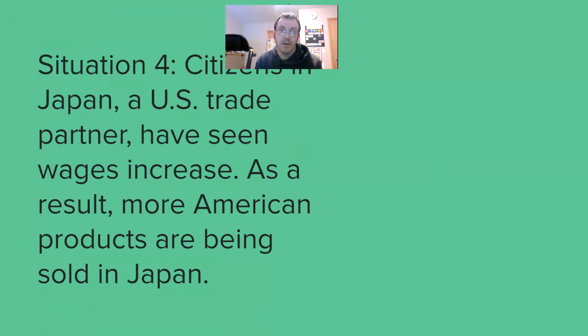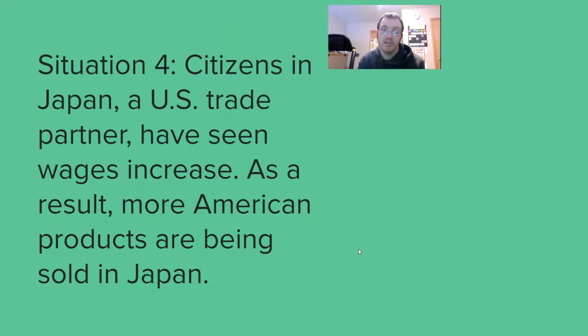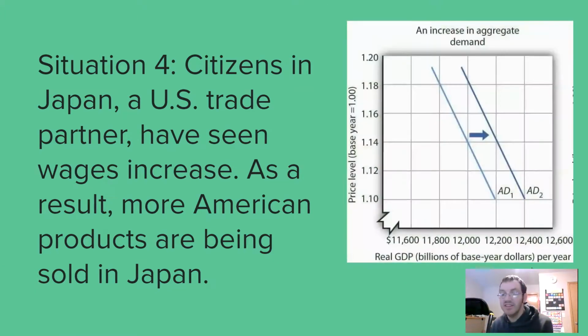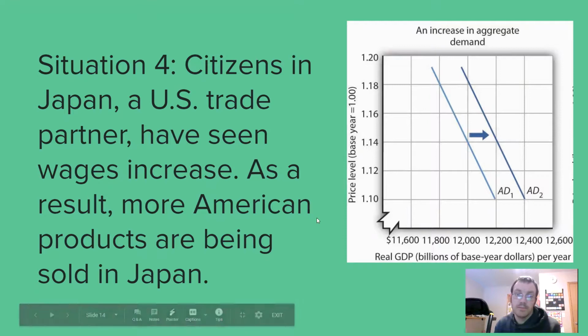Situation 4. Citizens in Japan, a US trade partner, have seen wages increase. As a result, more American products are being sold in Japan. Do we like that? Yes, we do. Net exports, now I'm flowing down here. Net exports have increased. Therefore, our aggregate demand is increasing because we're seeing real GDP is going up as well.